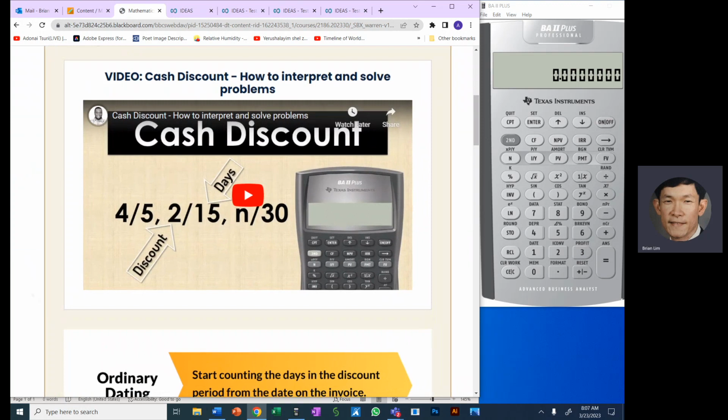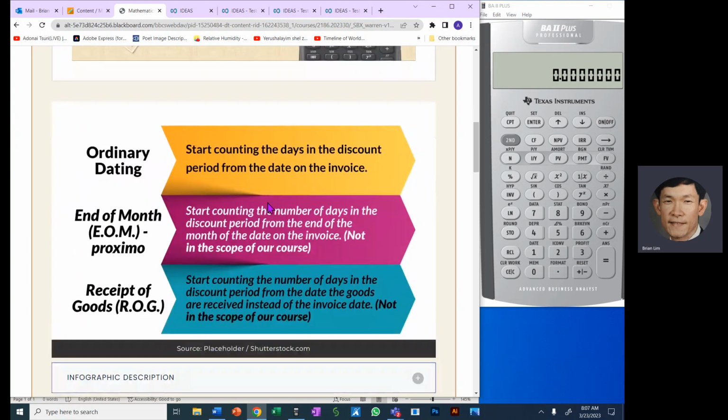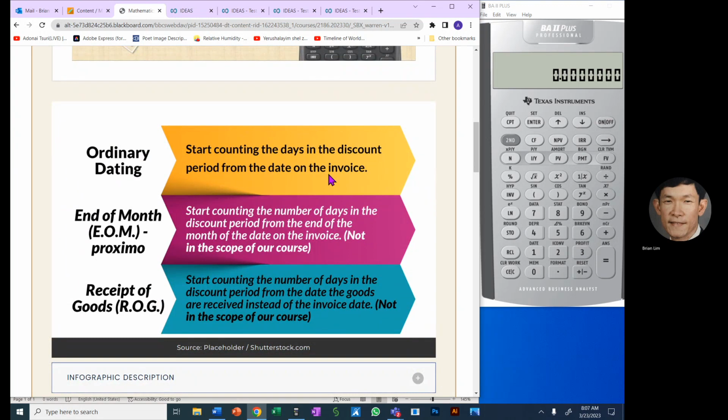Okay, now let's look at these discounts. Now there is a good picture of cash discount, 4/5, 2/15. There is showing 2% discount if it's paid in 15 days, all right? And net for 30, and this would be 4% discount if paid within 5 days. Now there are different types of dating that are considered or allowed, but we will only be focusing on this ordinary dating. Start counting the days in the discount period from the date on the invoice.